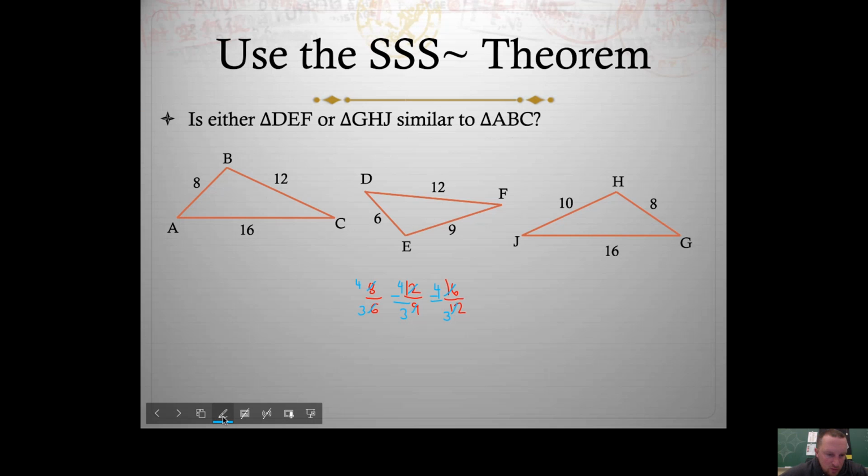Now, we'll do this example over here to show you why they're not similar. We're going to do the same thing. We're going to put an 8, a 12, and a 16 in order, and then match these up. 8, 10, 16. Now, clearly those aren't similar. I think you can see that these are a 1-to-1 ratio, but these ones aren't. These ones equal each other, but these two don't equal that one.